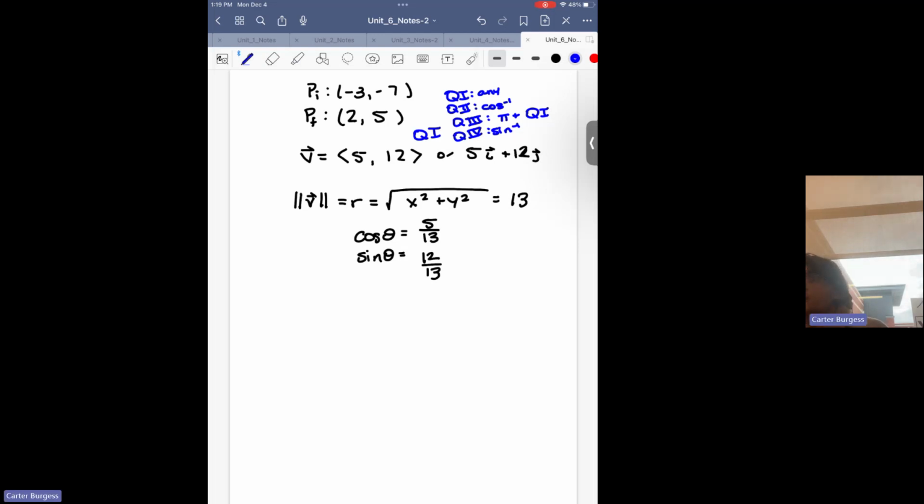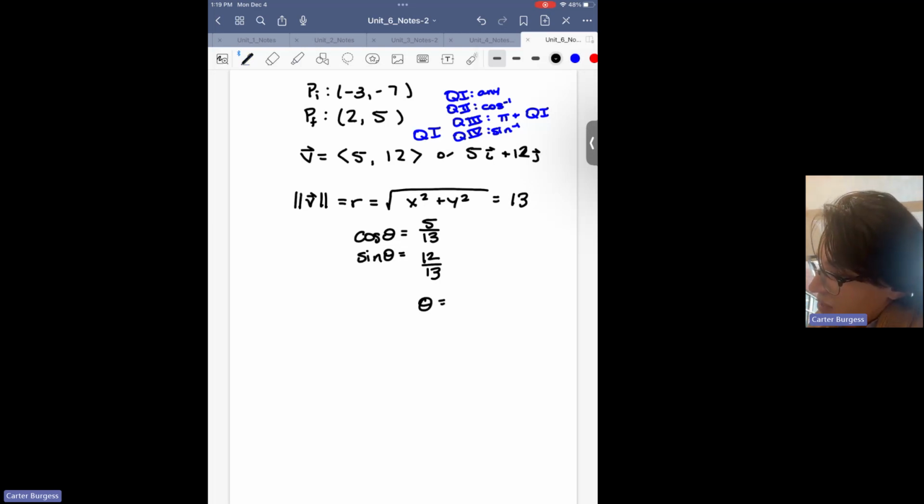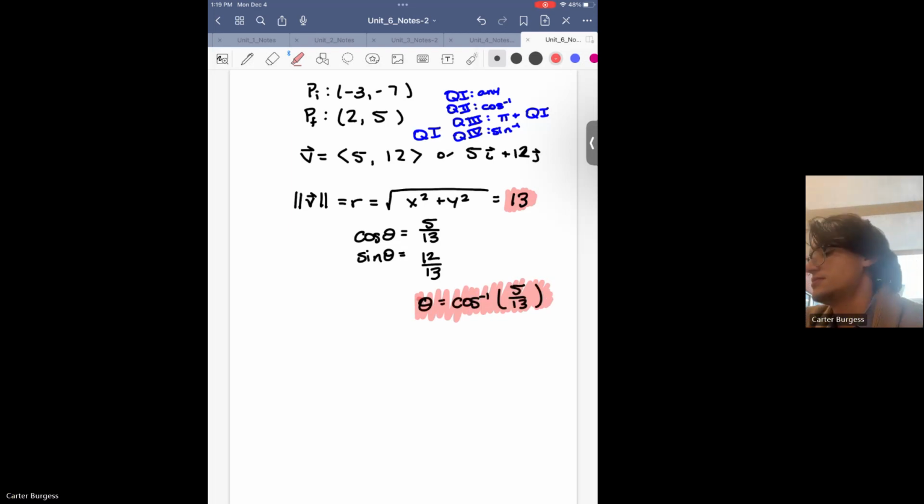In this case, quadrant 1, we can use either, it does not matter. And so maybe we'll say something along the lines of theta equals cosine inverse of 5 over 13, or you could say sine inverse of 12 over 13. Either way is, of course, perfectly acceptable. So this is our r, and this is our theta.